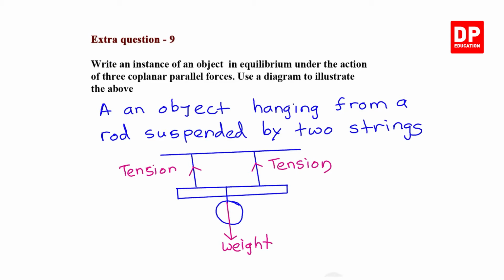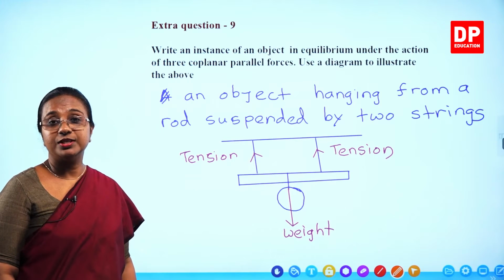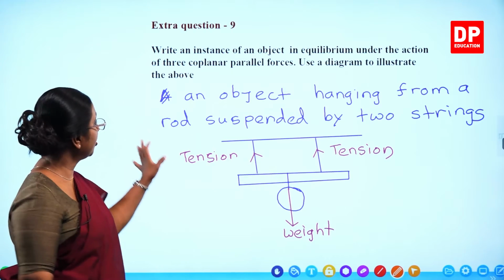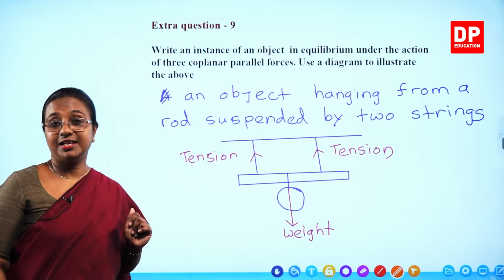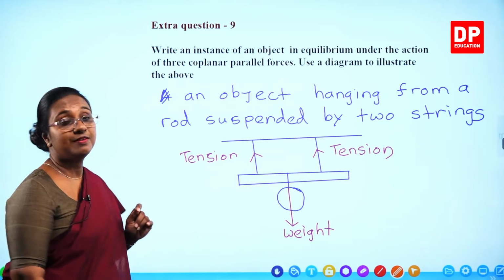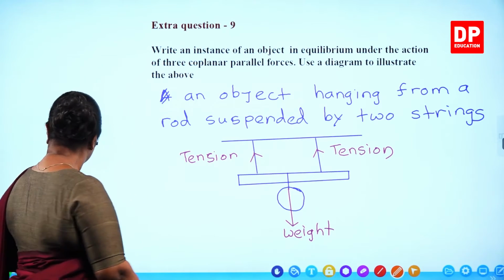So here it has to be an object hanging from a rod suspended by two strings. So that is how we show the diagram. I am sure you all have shown this correctly. So with that, students, I will move on to the next question.